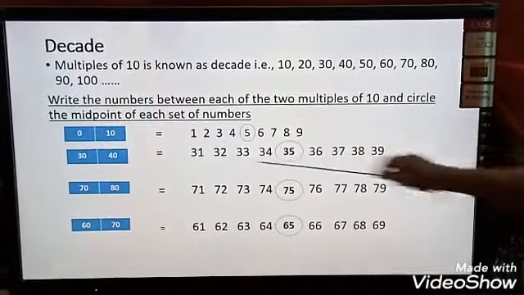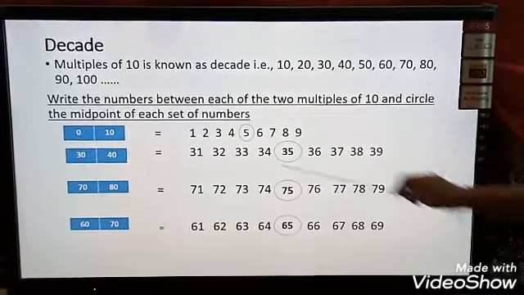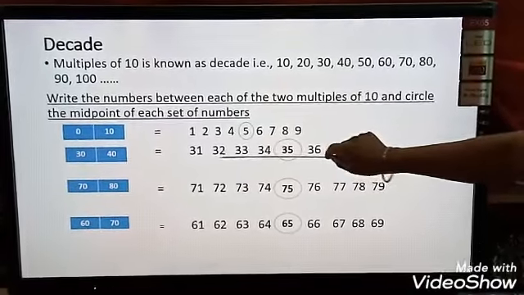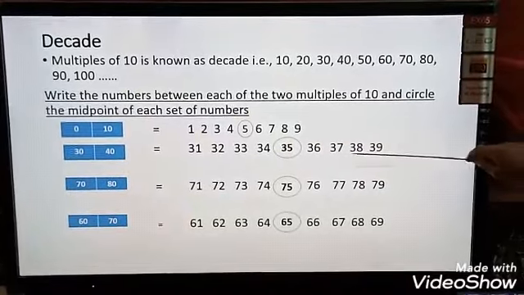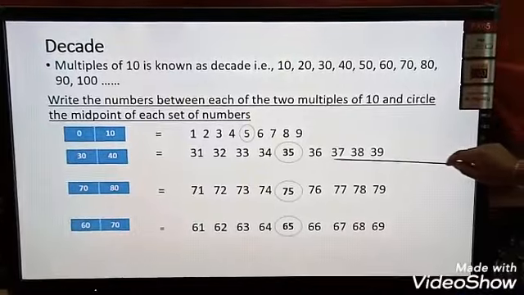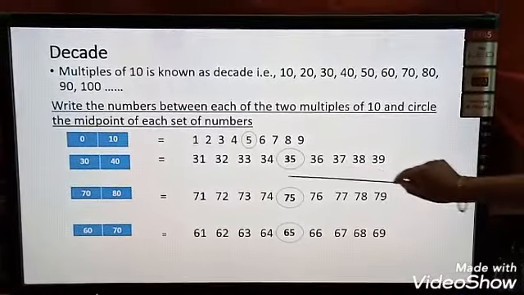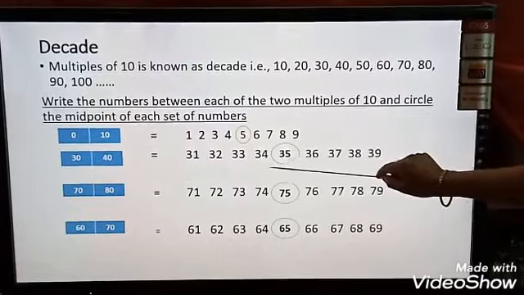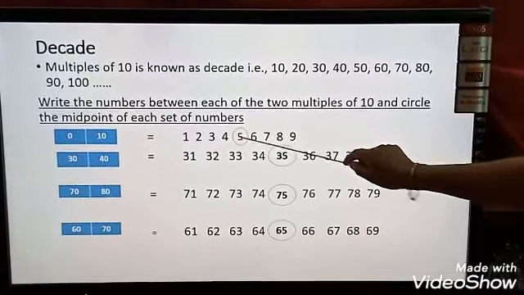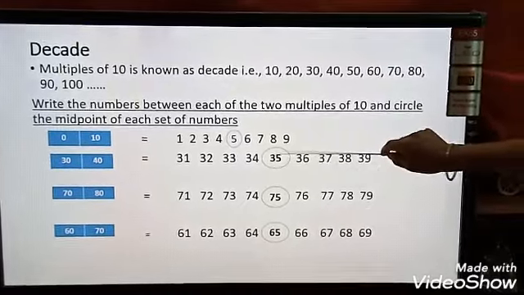Underline 31 towards your left, underline 39 towards your right. Again, underline 32 towards your left and 38 towards your right. Underline 33 towards your left and 37 towards your right, and 34 and 36. The number which is left out is 35. You can see that the number which has 5 forms the midpoint.